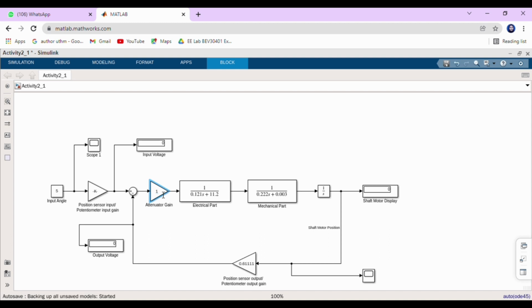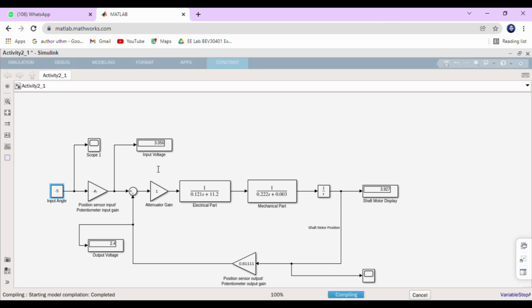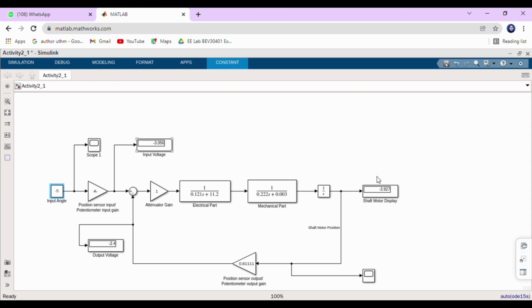Okay, so this is the input voltage and this is the shaft motor, and we need to record it into the table. Okay, so this is for clockwise position. So for anti-clockwise, we need to put a negative sign and then run it, and basically do the same thing, which is record the input voltage and shaft motor display.